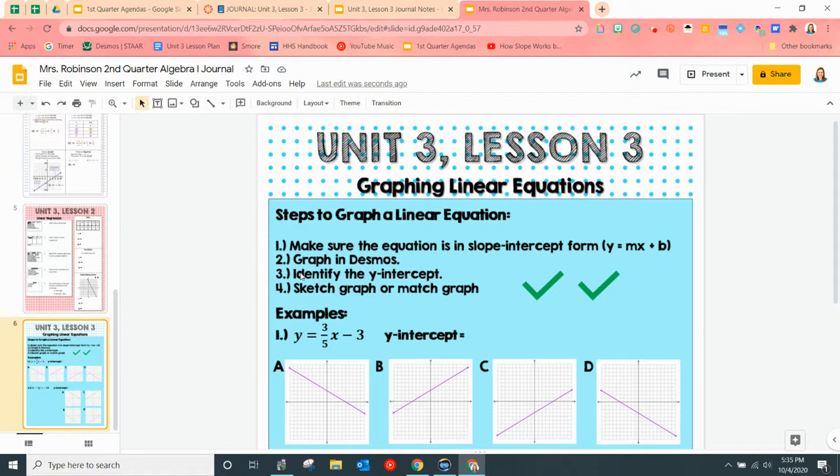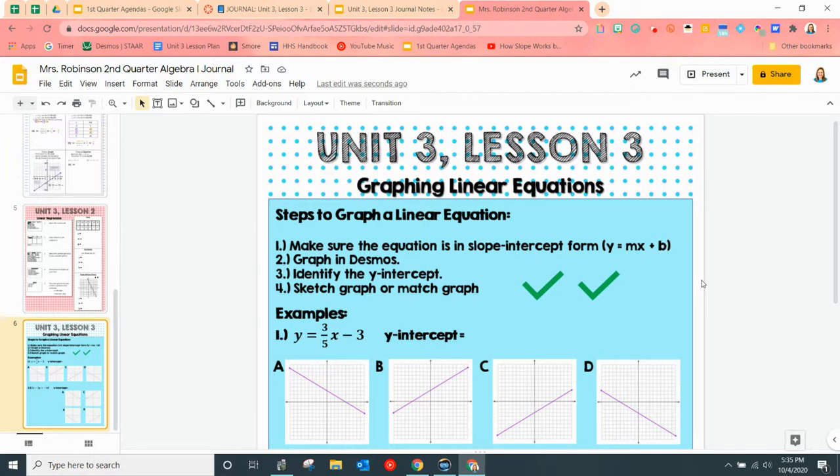Okay, so let's just jump in and start looking at some examples. So look at example number 1. So remember, step number 1 is make sure it's in slope-intercept form. y = mx + b is slope-intercept form because they are giving you the slope, m, there's a slope part, and the intercept, b, the y-intercept.